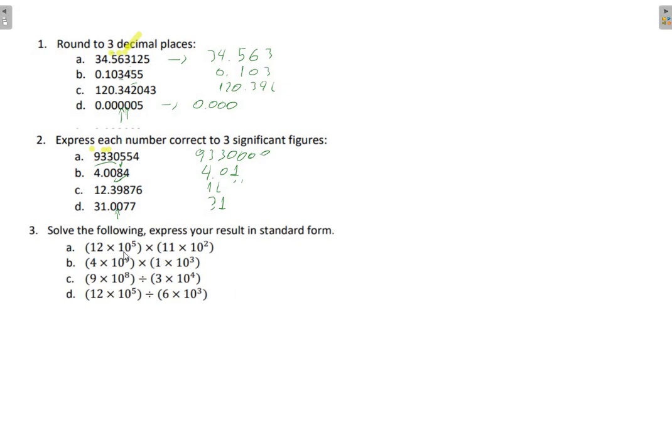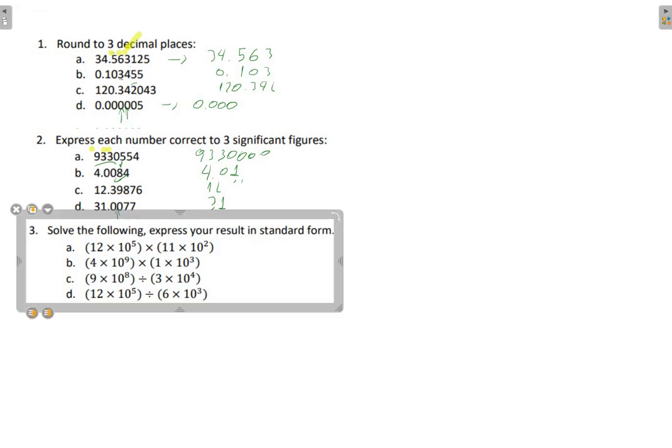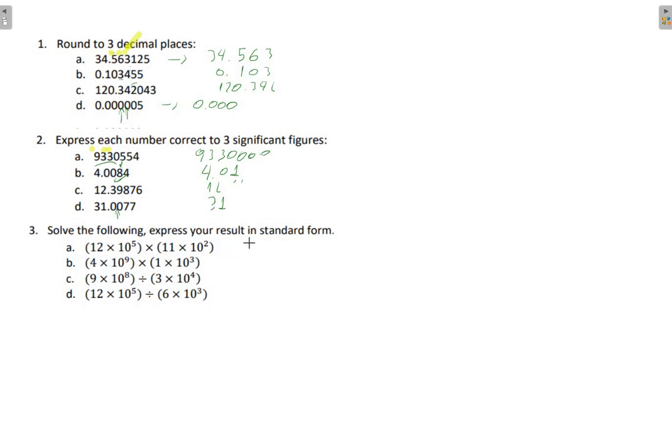In this case, when you're multiplying these numbers in standard form, you have 12 multiplied by 10 to the power of 5, multiplied by 11 times 10 to the power of 2. Using the index law, what you do is you sum the powers of the 10 and you multiply 12 and 11. So the answer will be 132 times 10 to the power of 7.